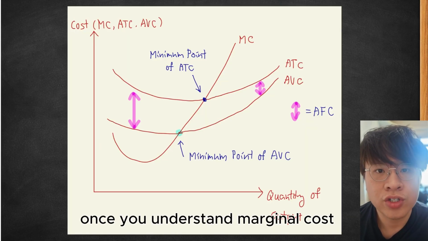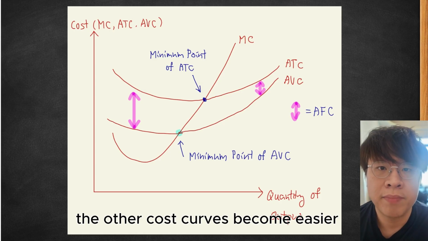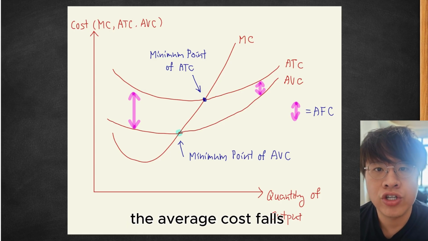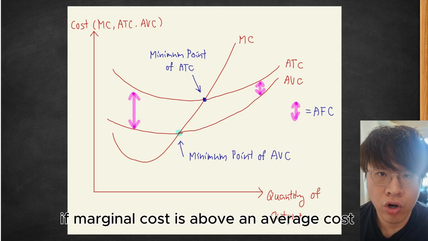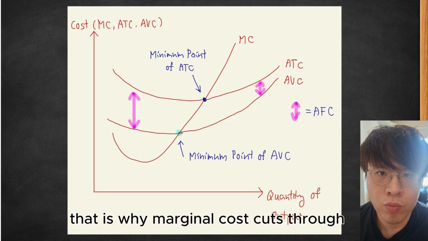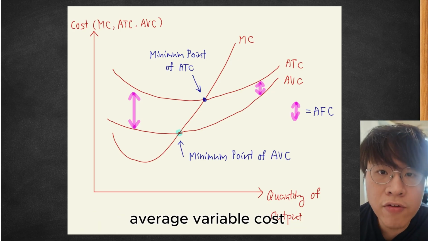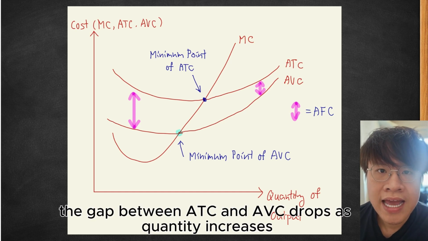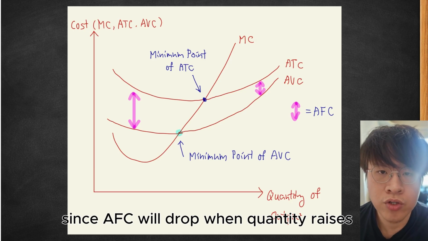Once you understand marginal cost, the other cost curves become easier. If marginal cost is below an average cost, the average cost falls. If marginal cost is above an average cost, the average cost rises. That is why marginal cost cuts through average variable cost and average total cost at their minimum points. Lastly, the gap between ATC and AVC drops as quantity increases, since AFC will drop when quantity rises.